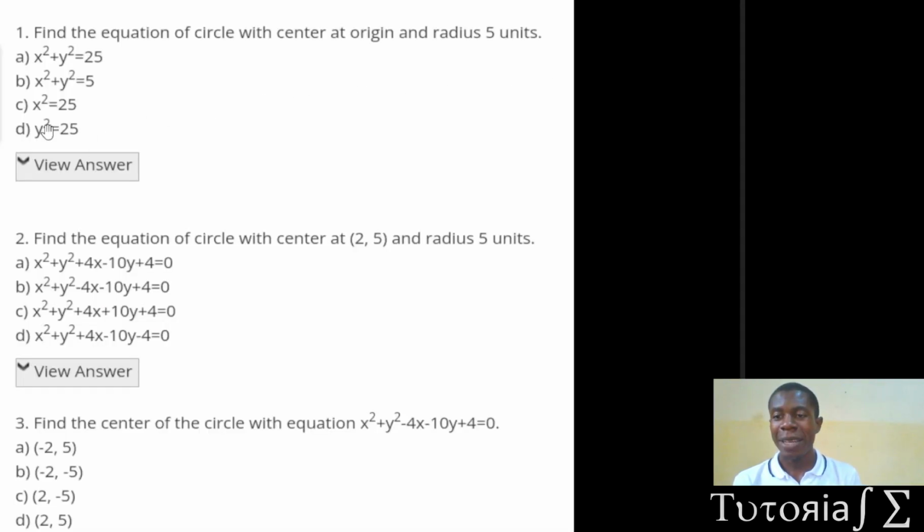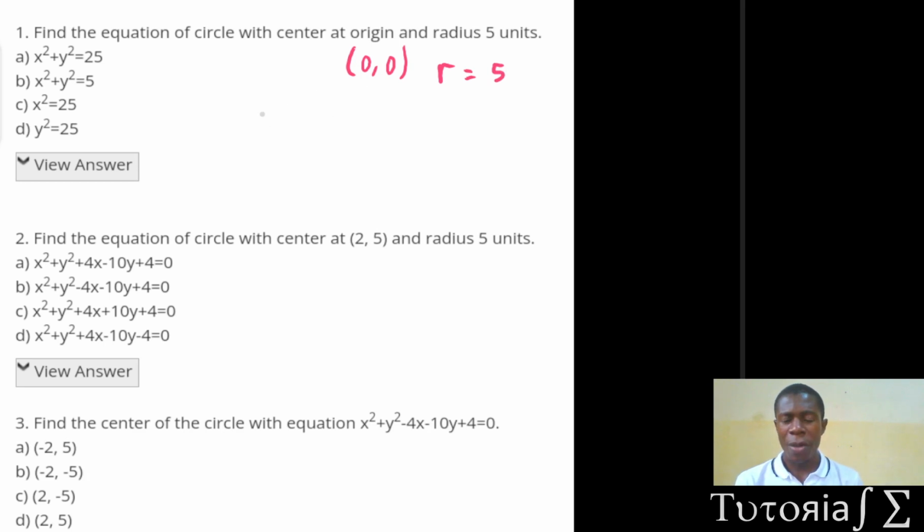All right, before we leave the circle completely, I would like us to tackle these questions just as a way of helping us understand the circle as a conic better. So the first question says, find the equation of the circle centered at the origin. Now, what you should know is that if the center is at the origin, the coordinates are 0, 0, and given the radius is equal to 5.